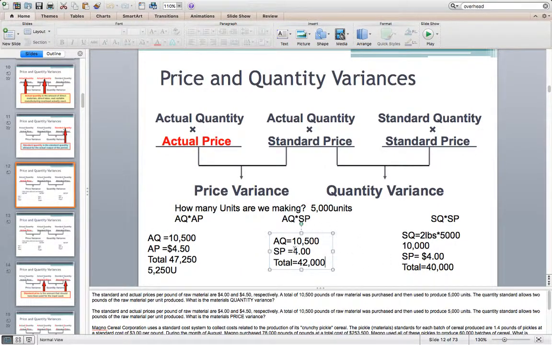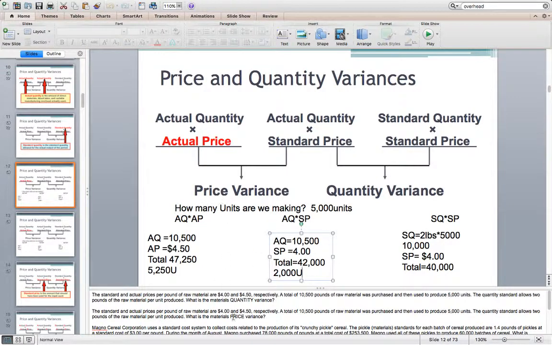And over here we'll compare this total, this equation, to this amount to get our quantity variance. 42,000 minus 40,000 is 2,000. Will this be favorable or unfavorable? Standard price is the same. So I was supposed to use 10,000 pounds of material, and I used 10,500 pounds. So I went over budget again. So that's bad. That's unfavorable.